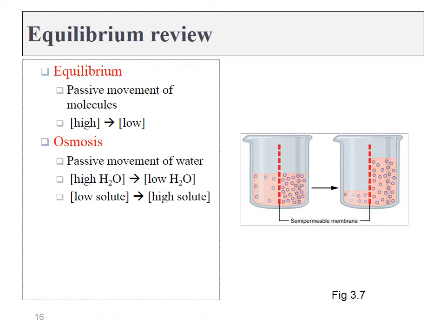Next up, we need to review a little bit more about equilibrium. Equilibrium was the passive movement of molecules from a region of high concentration to low concentration. Osmosis was the movement of water from high concentration to low concentration as well. However, we usually say from low solute to high solute. That means where water is the highest in concentration, we've got the lowest amount of solutes. Conversely, where water is the lowest in concentration, that means there's the highest amount of solutes.